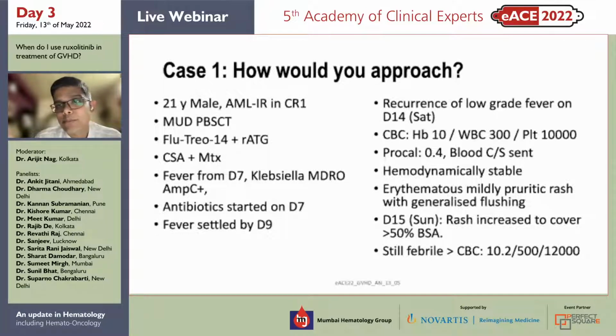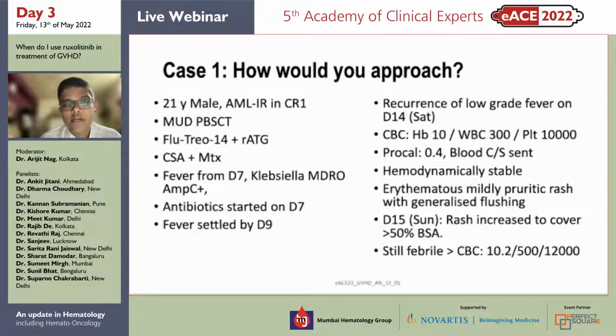Patient is otherwise hemodynamically stable, and by this time, when you suspect the patient is engrafting, the patient has a mild pruritic rash with generalized flushing, which by the next day has covered more than 50% body surface area and is itchy.